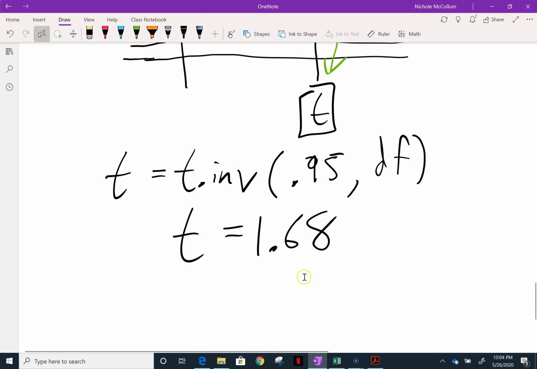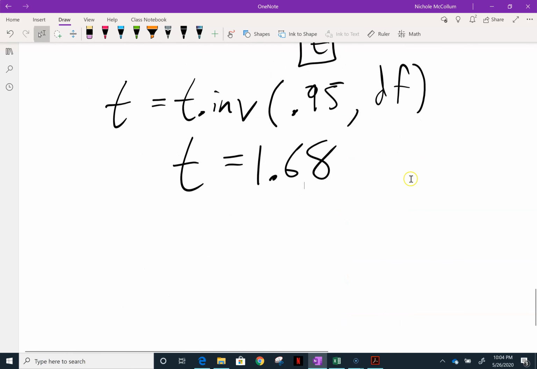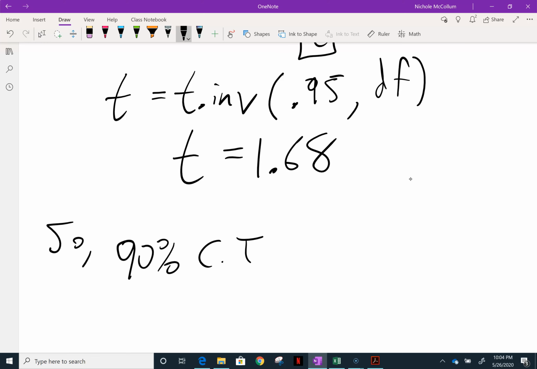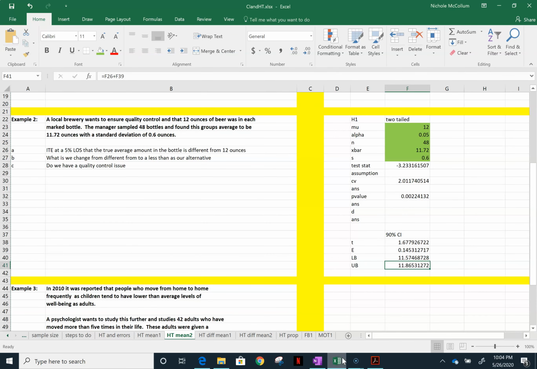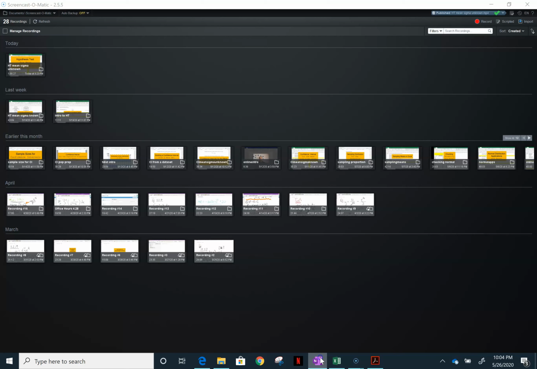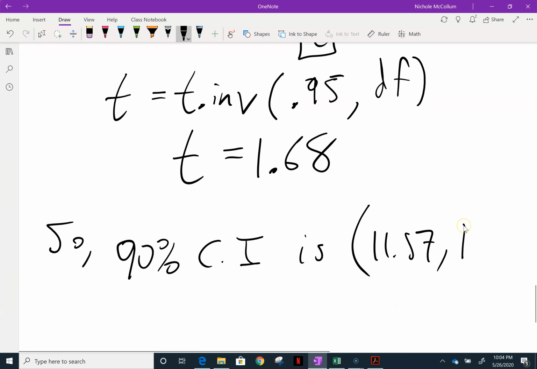And then, of course, here's my formula. So I can label everything in there. And so I know my 90% CI is... low bound, we calculated out, 11.57. Upper bound, we calculated out. Wrong click, sorry. 11.8. Got too happy on my click. 11.87.